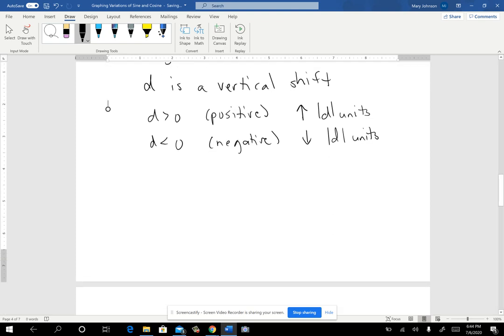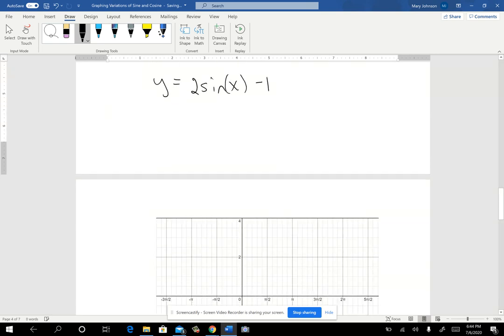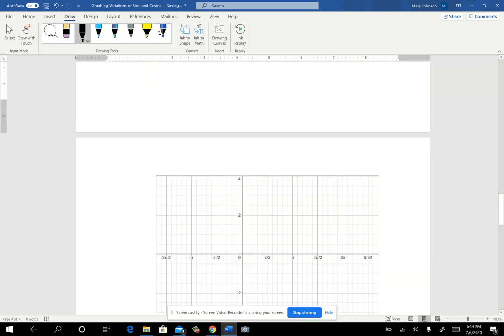Let's suppose we're trying to graph y equals 2 sine x, and then have this little -1 sitting there. Okay, so we got both an A and a D value in there. Okay, so I'm going to do that here. This is y equals 2 sine x minus 1.